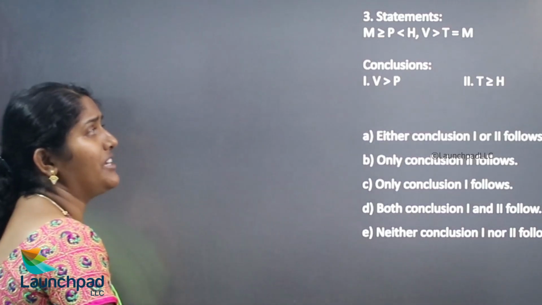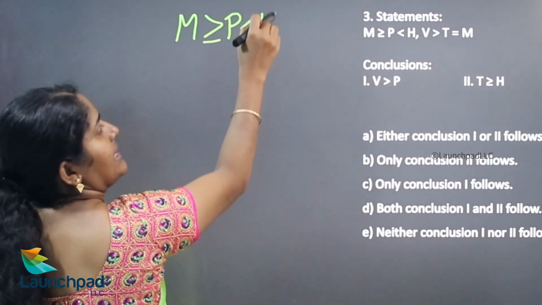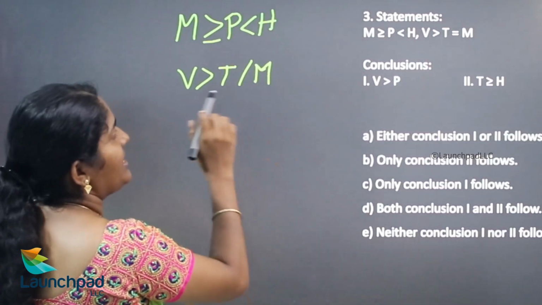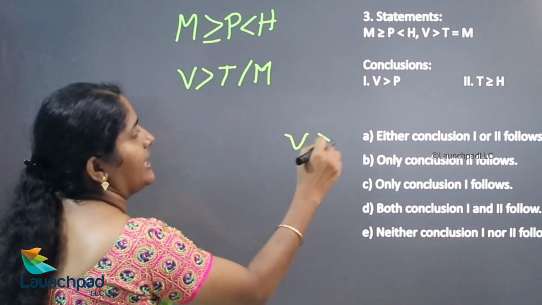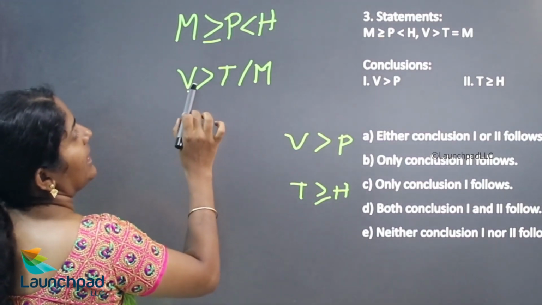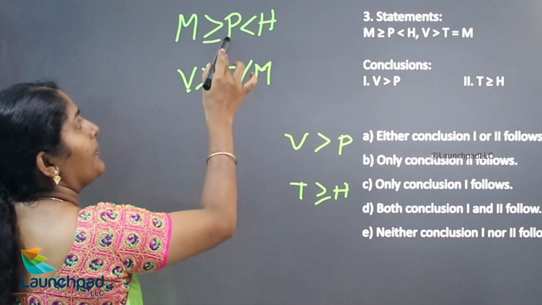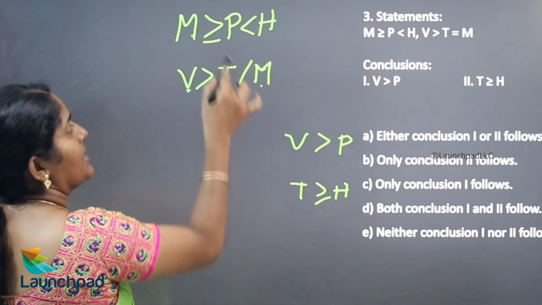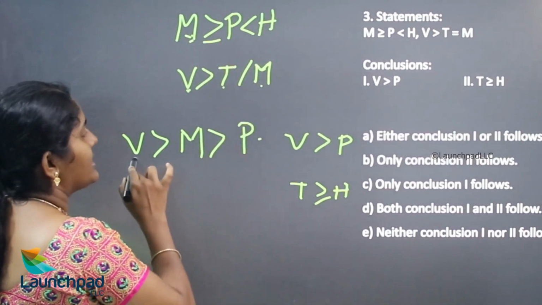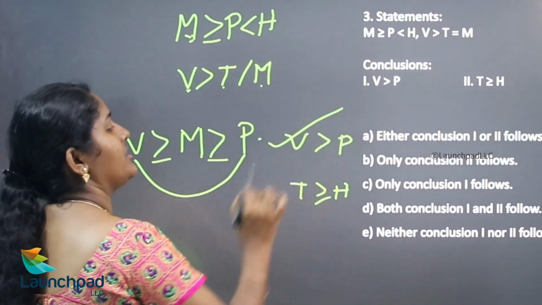What is your next statement here? M greater than or equal to P, P less than H, V greater than M, T greater than or equal to H. So the conclusion: V is greater than P. We want to compare V and P by means of using the M term. So V is greater than M, M is greater than or equal to P. So I can write V greater than P. The common symbol is greater than. Hence the first conclusion is right.